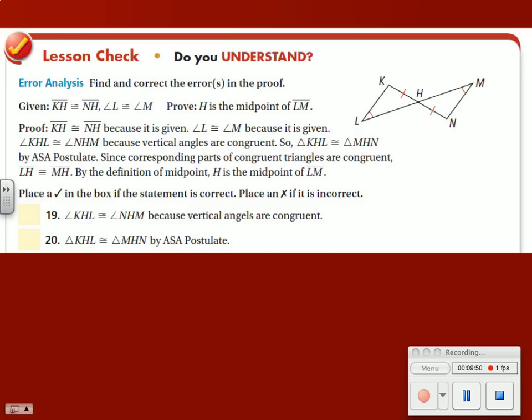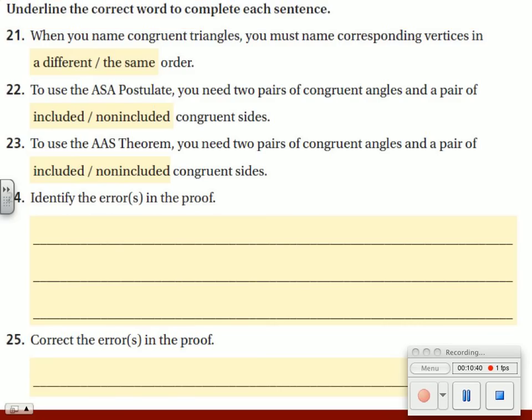Now, the question is: is angle KHL congruent to angle NHM because vertical angles are congruent? The answer to that is true. It is. But is triangle KHL congruent to triangle MHN by the ASA postulate? Let's look at that real quick. KH is here, angle L is here. I've got an angle, I've got a side, but I don't have another angle. I actually have an angle and a side. So it's not by ASA postulate.